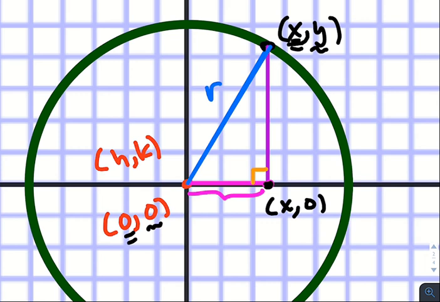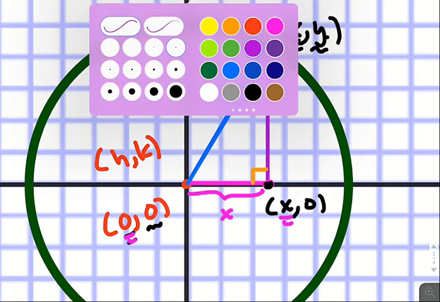So in terms of how long this section is, well, we are just going from 0 to x, which means this is exactly x long. And if we look at the purple line, we're going from 0 to y, which means it's exactly y long.